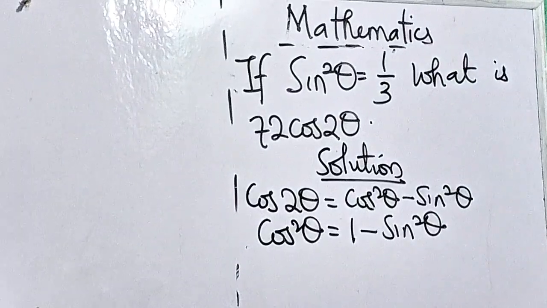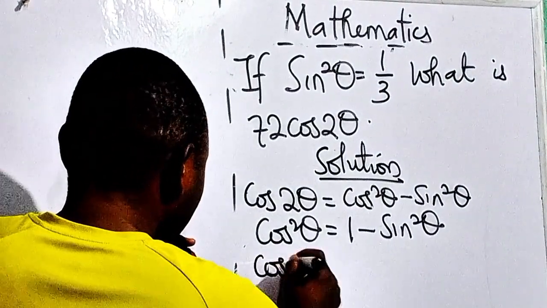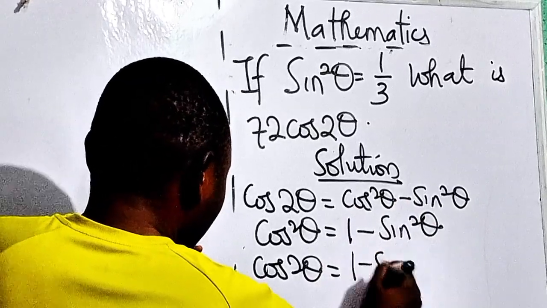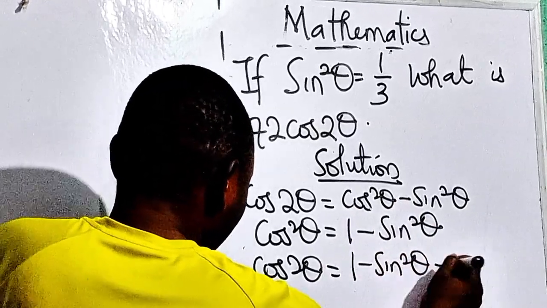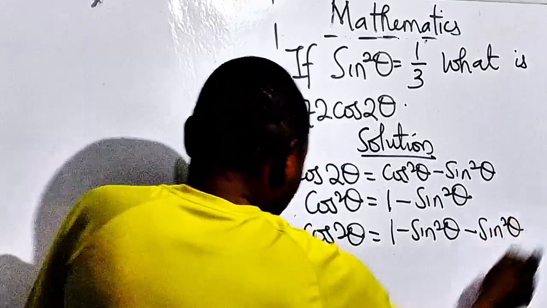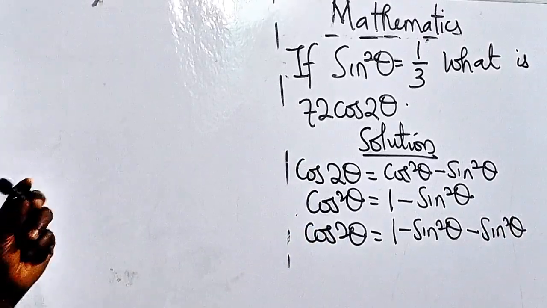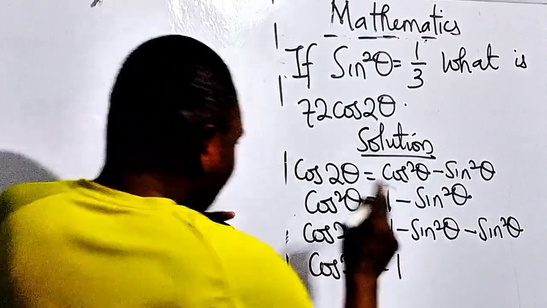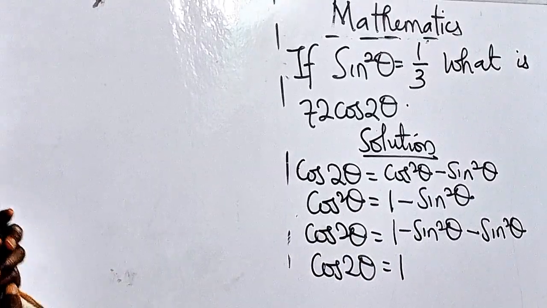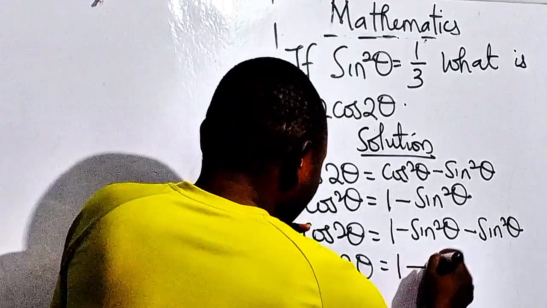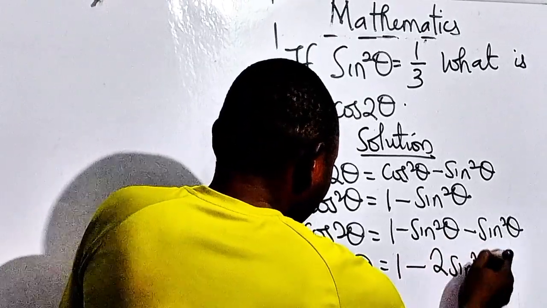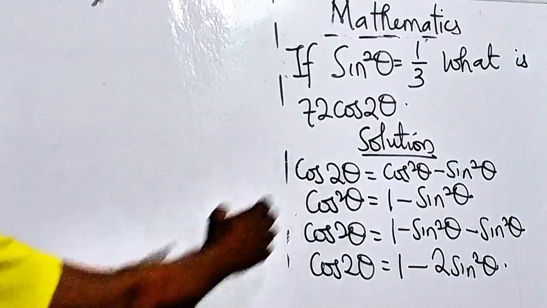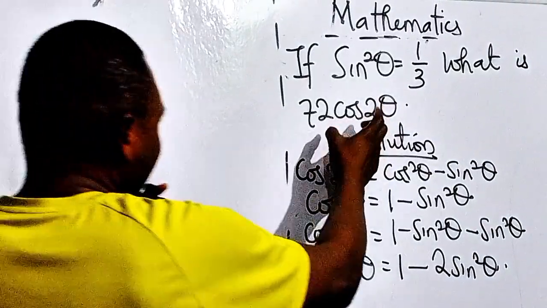Sine squared theta. So we are having cos 2 theta now is equal to, now our cos squared theta will be this, 1 minus sine squared theta minus sine squared what? Theta. Is that clear? So we are having cos 2 theta now is equal to 1 minus sine squared theta minus sine squared theta, which will give us minus 2 sine squared what? Theta. Is that clear? All right. Now let's come back to this. We are asked to find the value of this.